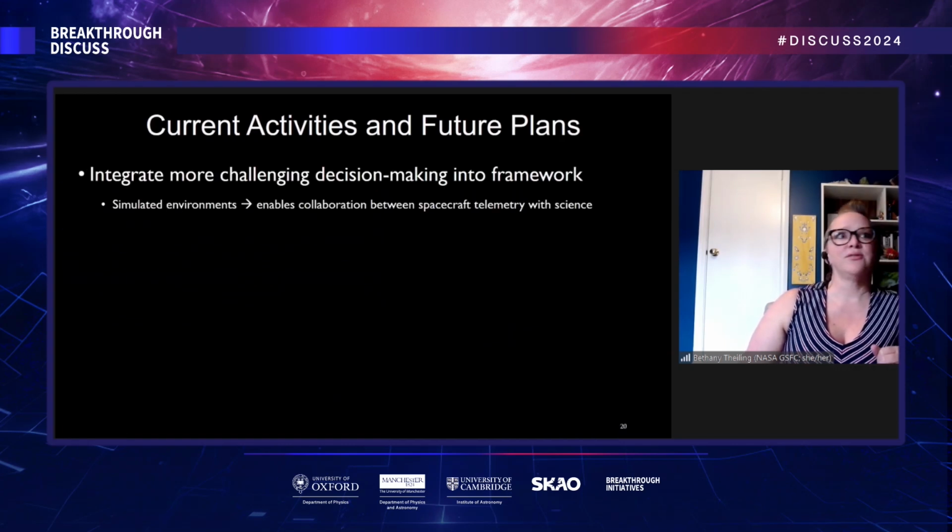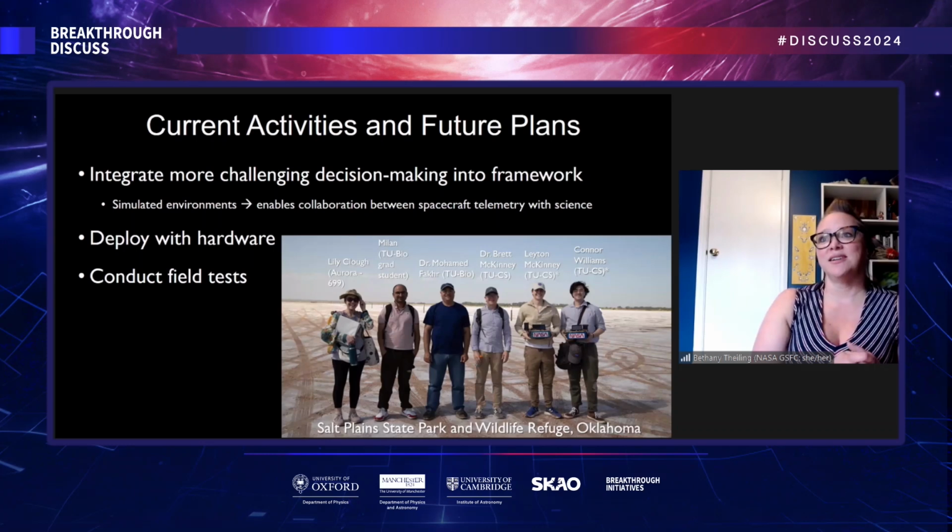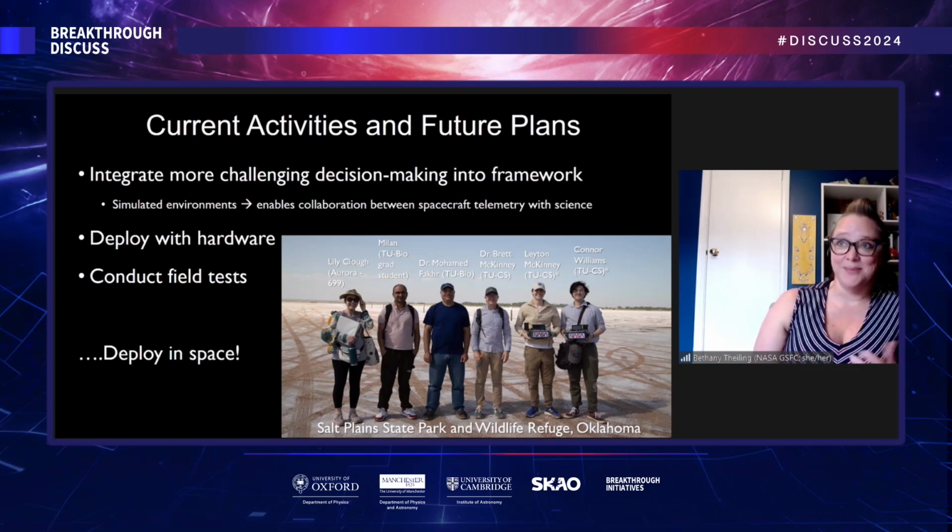So what are we working on now? Super quick. We're trying to make more complicated decision making, deploy it with hardware, and then conduct field tests. These two guys over here on the right are my two summer interns. This is my graduate student, Lily, and then one of the CS professors at the University of Tulsa I work with. They were doing this over the summer, so we're actually trying to build machine learning models out in the field in real time, which is really cool. And then hopefully we'll deploy in space very, very soon.